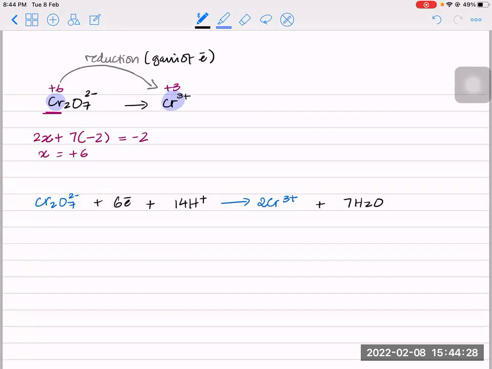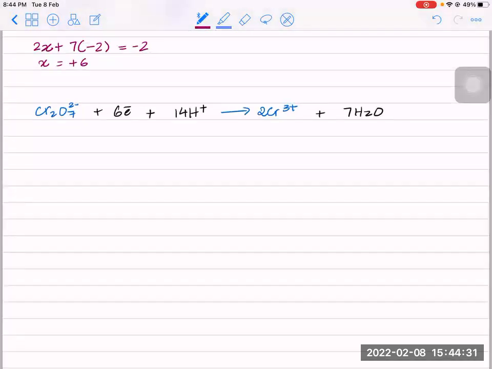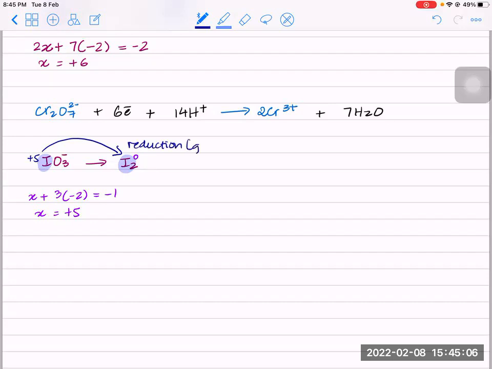Let's see another example. IO3 minus becoming I2. Let's see the half equation for this one. First thing, we will find the oxidation state of iodine here, and we know this is already 0. So this will be x plus 3 times minus 2 equals minus 1. And you find this comes out to be plus 5. So this is plus 5, and it's becoming 0. So this is reduction. And we know reduction is the gain of electrons. And how many electrons do you think it must have gained? It must have gained 5 electrons because it's going from plus 5 to 0. So this is a change of 5.